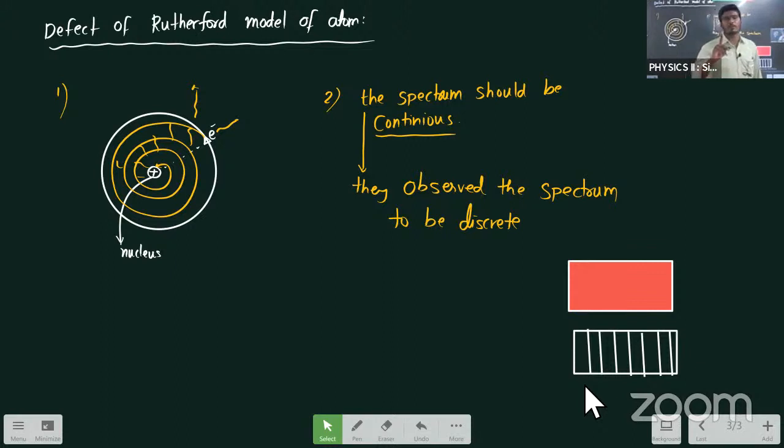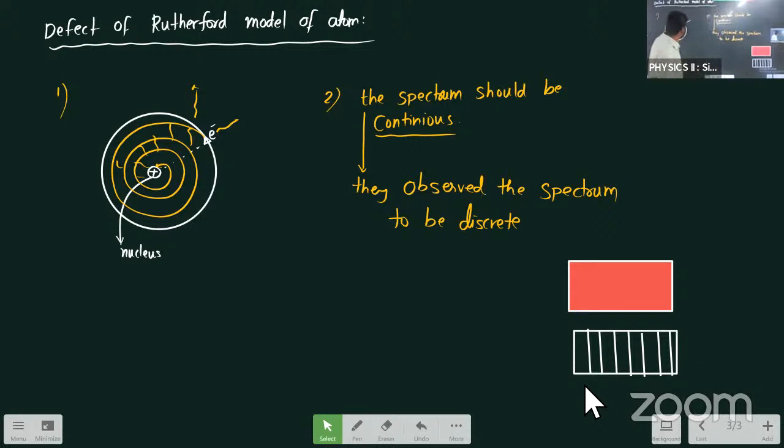What is the first defect of the Rutherford model of atom? As the electron is accelerating around the nucleus, it should continuously emit energy. Once it is emitting energy, it should lose energy. After losing energy, the electron should fall inside the nucleus and the atom should collapse. Is that happening? No. And when he was asked to explain, he was unable to give an explanation.